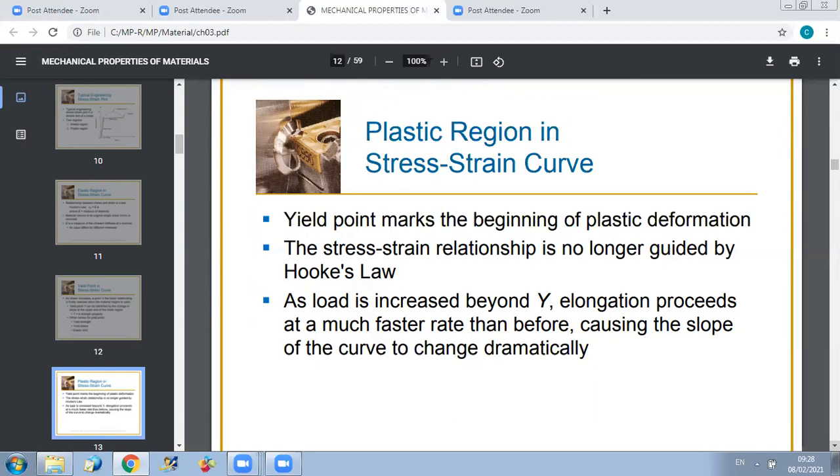This causes the slope of the curve to change dramatically, and we will have a reduction of slope until necking. In the necking, as we have seen before, we need a much lower force to continue the deformation, because the zone that takes the whole deformation is the necking zone, and its area will be reduced drastically. This is why you need a lower force to continue your deformation.